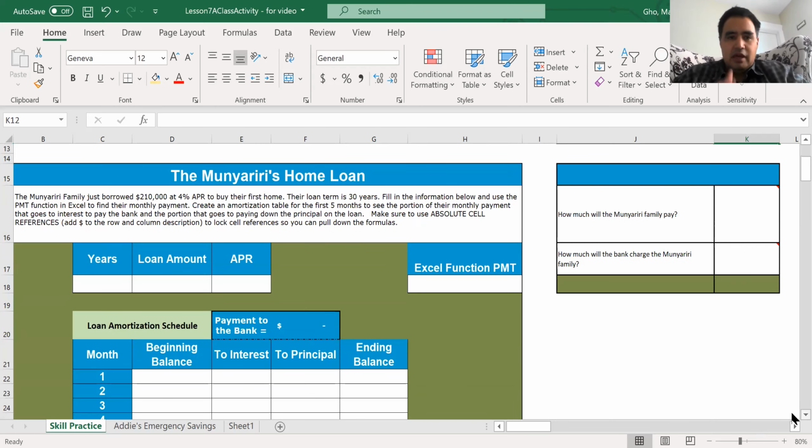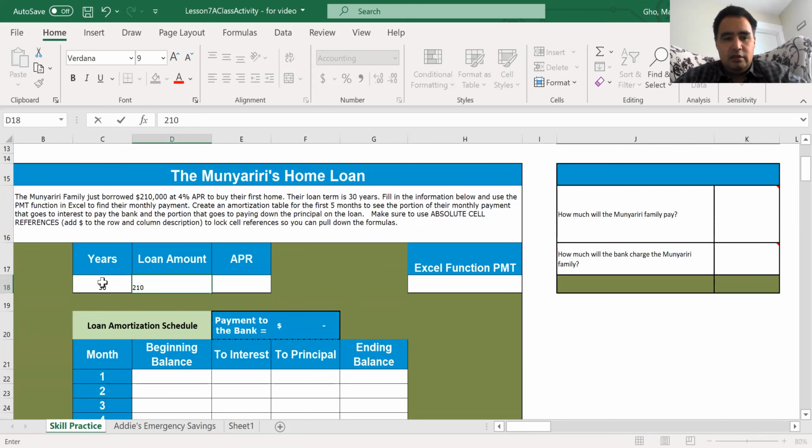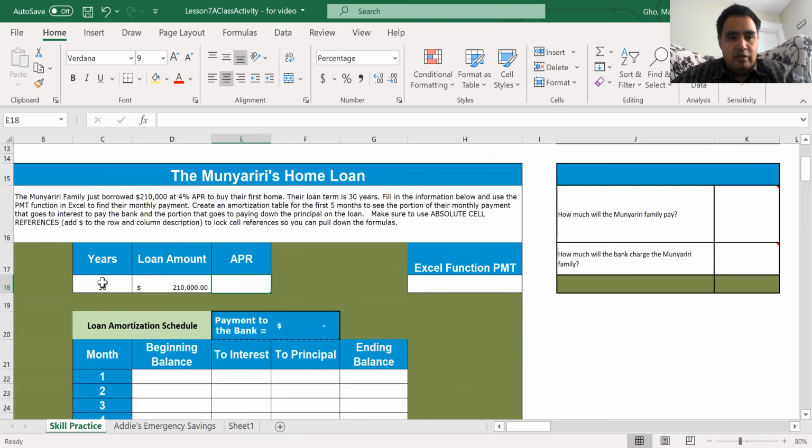Let's look at the last exercise on this worksheet. The Munyariris are buying a home. They talk to their lender and they're getting a 30-year note. The loan amount that they're borrowing is $210,000. The interest rate is 4%. And if you're doing that right now, the interest rates, I think last I checked, are something like less than 2%. But anyways, let's figure out what their payment is according to this type of a loan. Interest rates can fluctuate. Right now, they happen to be particularly low.